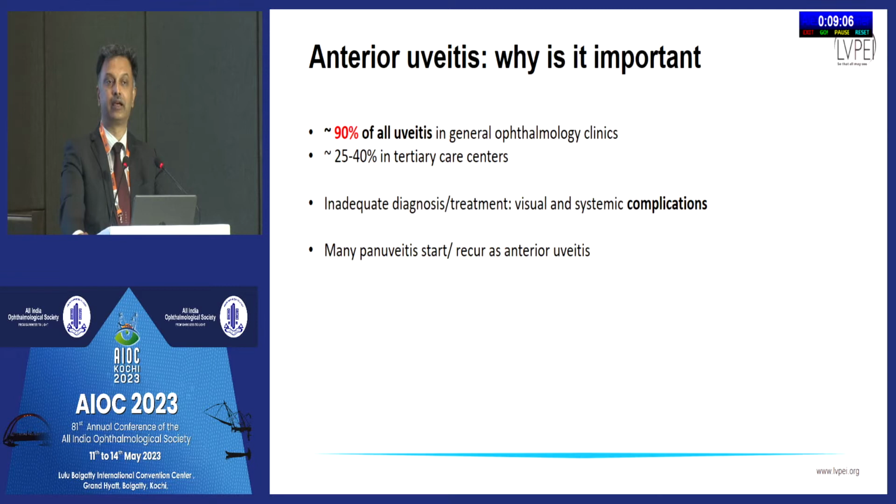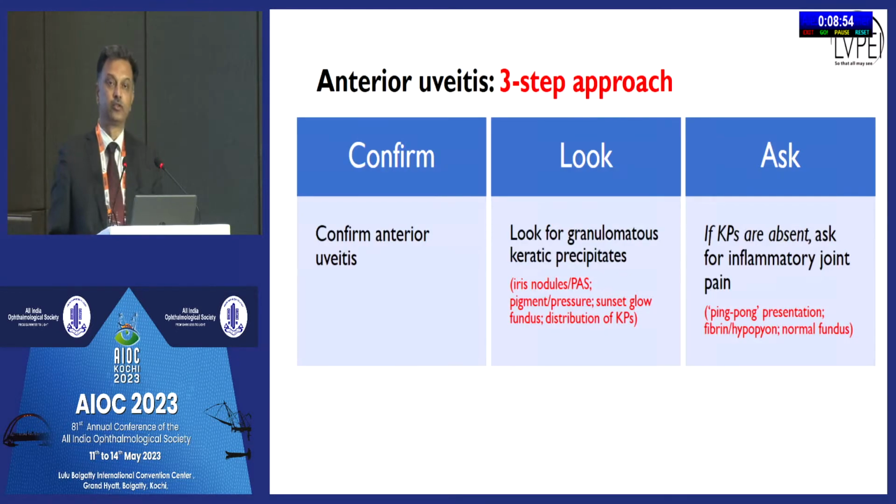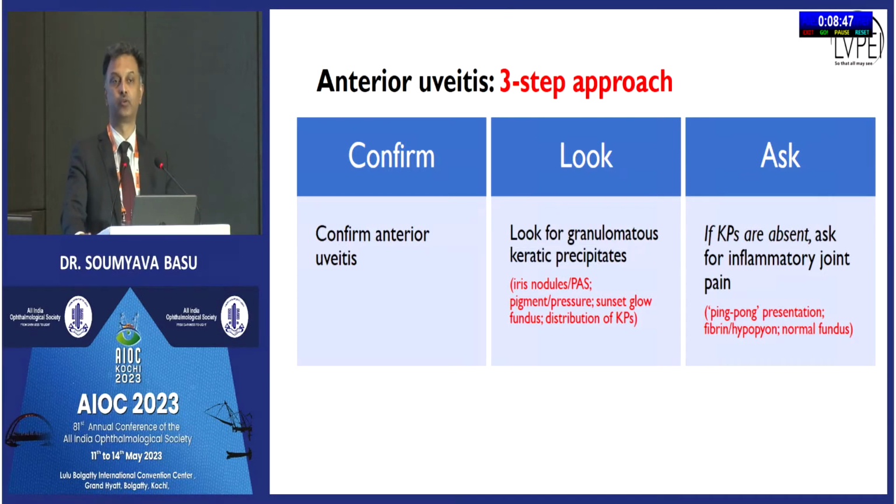Also, a lot of cases of panuveitis and intermediate uveitis may have a component of anterior uveitis which needs to be recognized. So what I'm going to discuss here is a three-step approach that should be useful to the general ophthalmologists who are sitting here. This is not a comprehensive cover of anterior uveitis. There are some forms that you might miss through this approach, but this should be able to cover the majority of the cases that come to your general ophthalmology clinic.